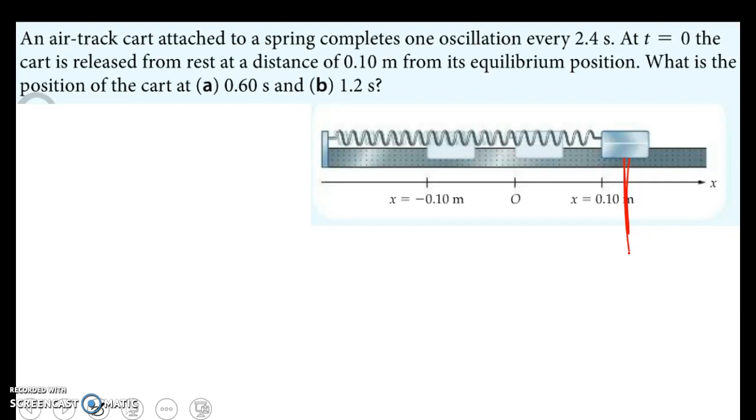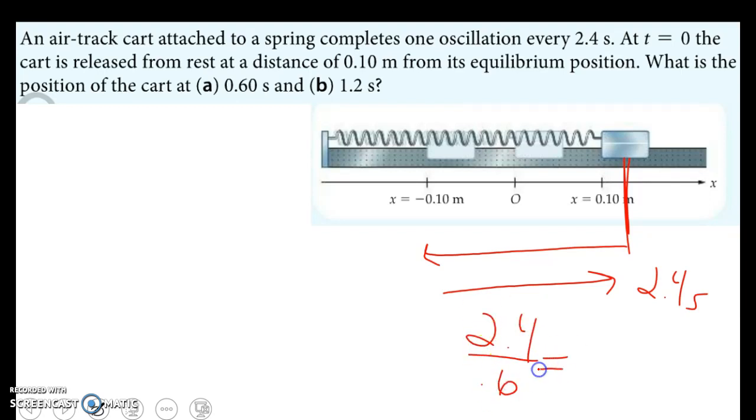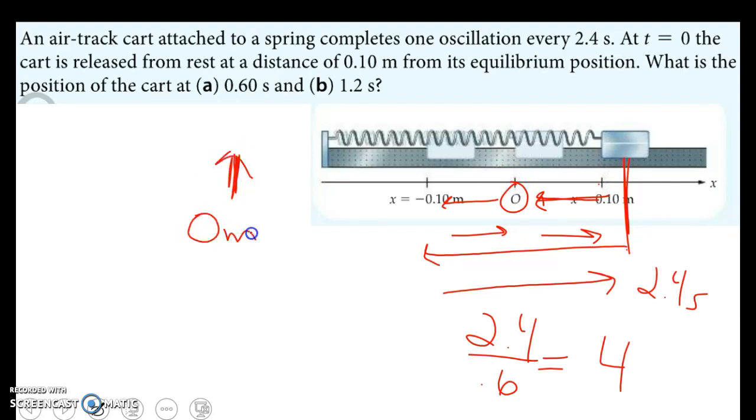So the first thing we've got to look at is our 2.4 seconds in oscillation. So it goes down and back in 2.4 seconds. So the question is, what is the position of the cart at 0.6? Well, if I take 2.4 and divide it by 0.6, I get 4. So it's going to be 1/4 of the way. If I break this up, here's 1, here's 2, here's 3, here's 4. So to go 1/4 of the way would be to 0. So after 0.6 seconds, we're at 0 meters.